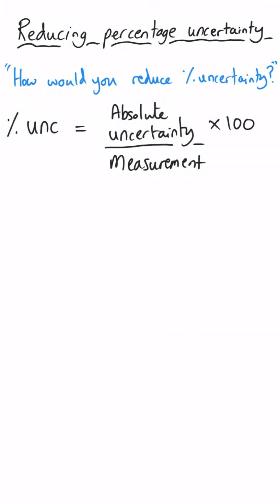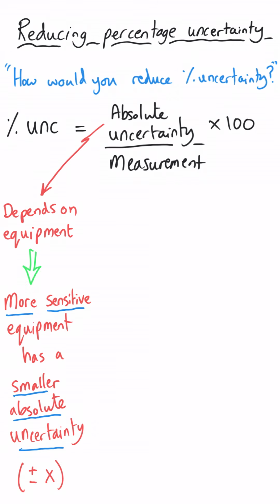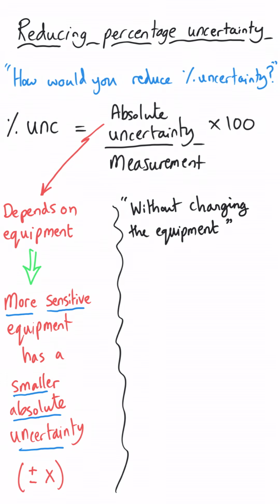So the absolute uncertainty depends on the equipment that we're selecting to use. So if we use a more sensitive piece of equipment with a lower absolute uncertainty, our percentage uncertainty will decrease. However, the catch is often questions say, without changing the equipment, how could you reduce the percentage uncertainty? And what that means is we can't touch what's on the top there. That absolute uncertainty is fixed. So the only thing that we can do is adjust the measurement.